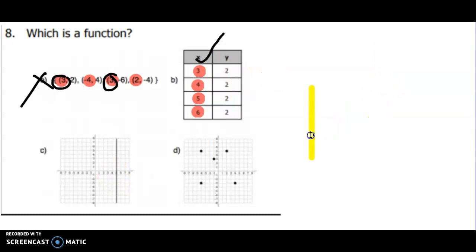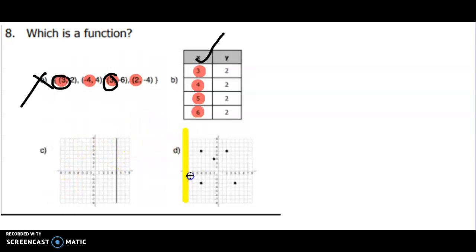Let's use my vertical line test. Do you guys see how when I put my pencil over there, it's overlapping an infinite amount of times? That's because I have an infinite amount of repeating x values. I believe this number is at 5. So this has x values of 5, 5, 5, 5. It's all repeating x values. So that cannot be a function.